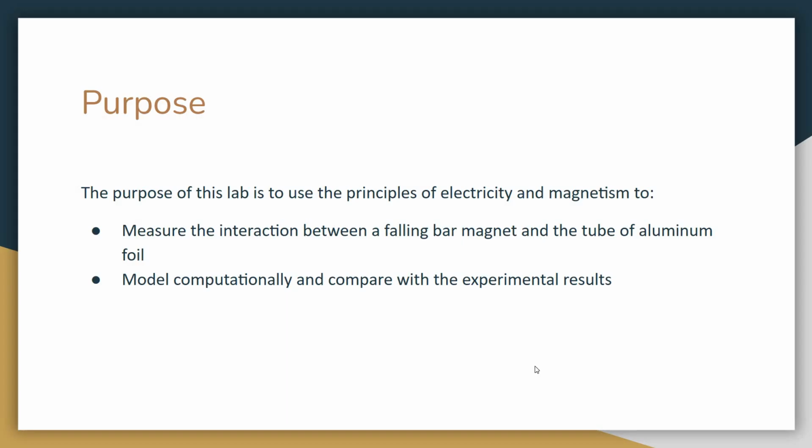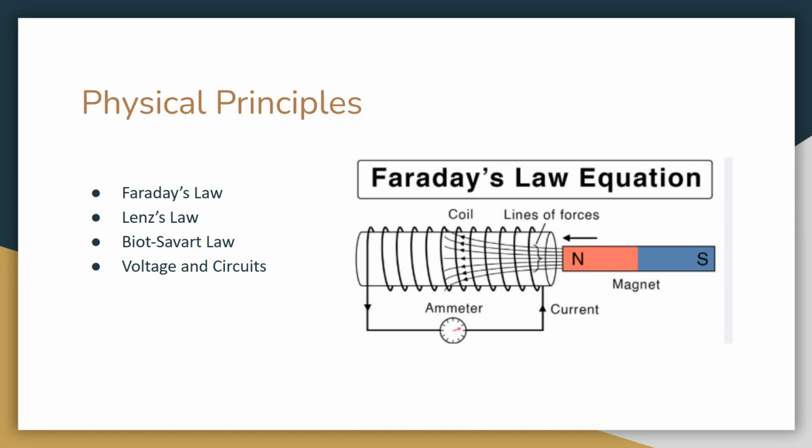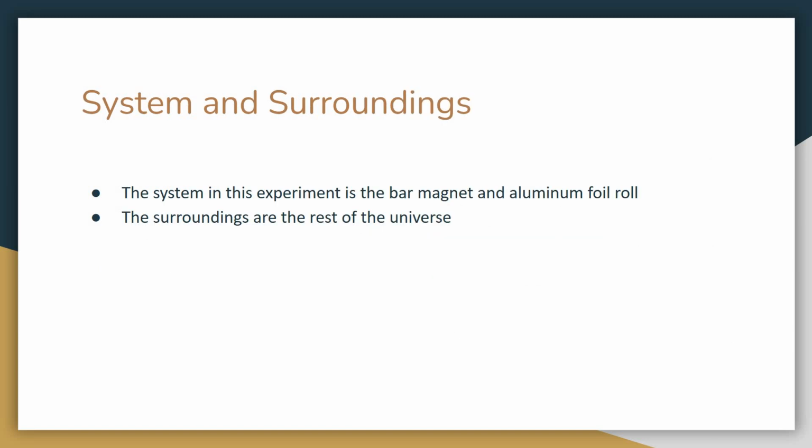The introduction. The purpose of this lab is to use the principles of electricity and magnetism to measure the interaction between a falling bar magnet and a tube of aluminum foil, and then to also model this computationally and compare the experimental results with the computational model's results. The physics principles used are Faraday's law, Lenz's law, the Biot-Savart law, and then just voltage and circuits traits.